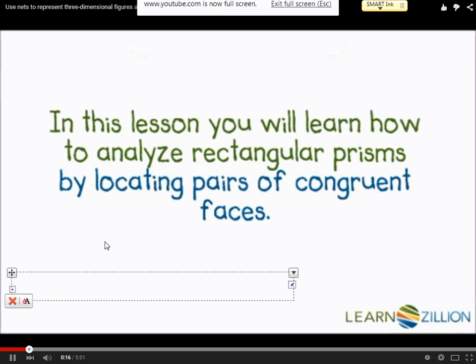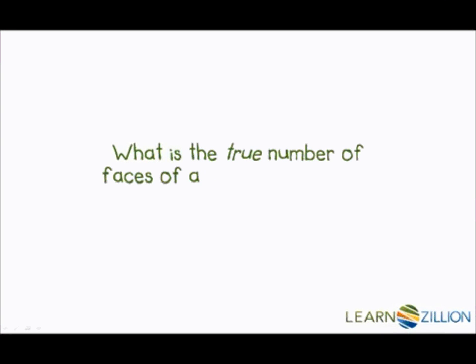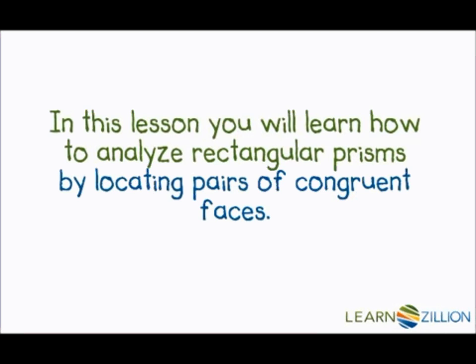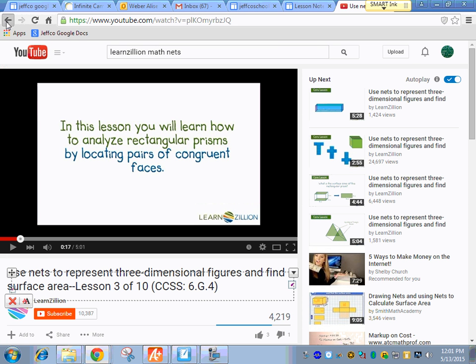By locating pairs of congruent. What is the true number of faces of a rectangular prism? In this lesson, you will learn how to analyze rectangular prisms by locating pairs of. Hold on. All right. Yeah.